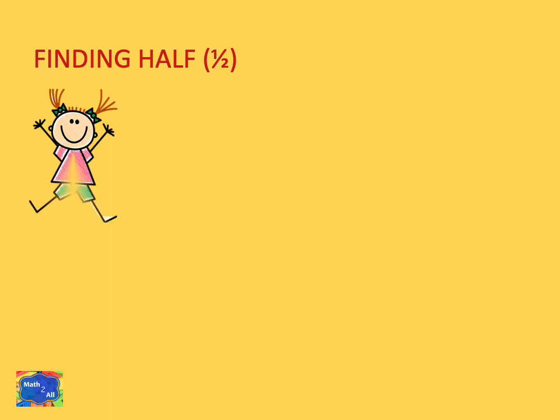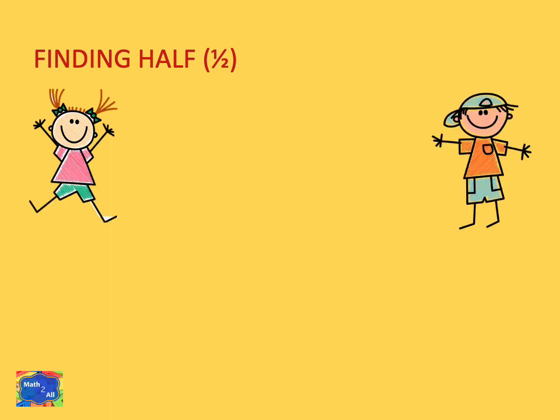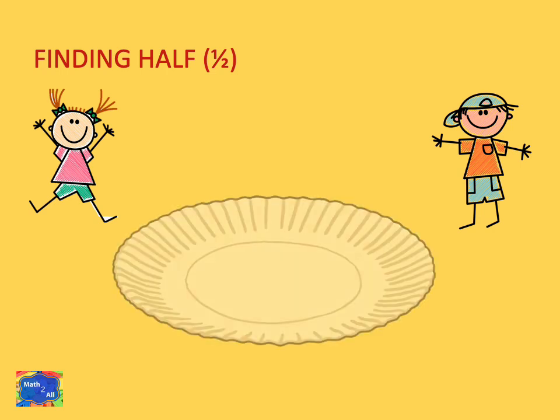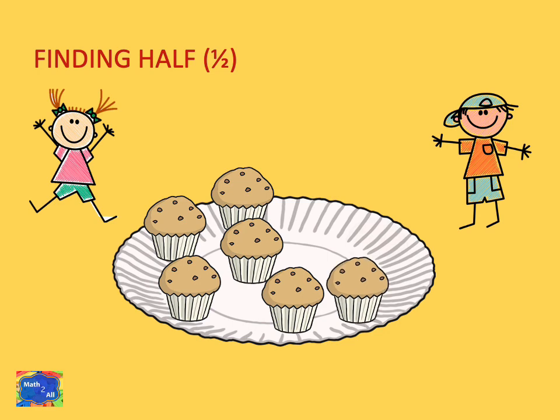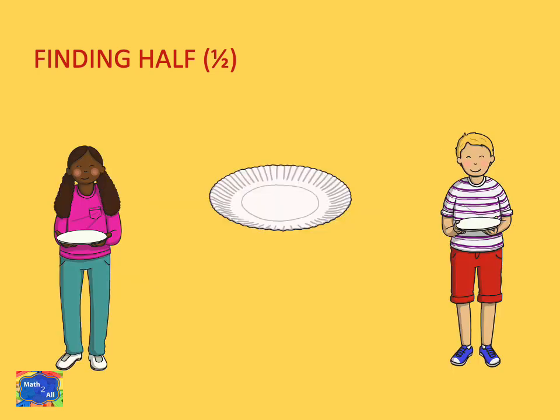To find half of a number of objects, you need to divide them by 2. Count the number of cakes. 1, 2, 3, 4, 5, 6, 7, and 8. There are 8 cakes. We will divide them between the 2 children so that they have the same number each. The best way to do this is 1 for me and 1 for you.